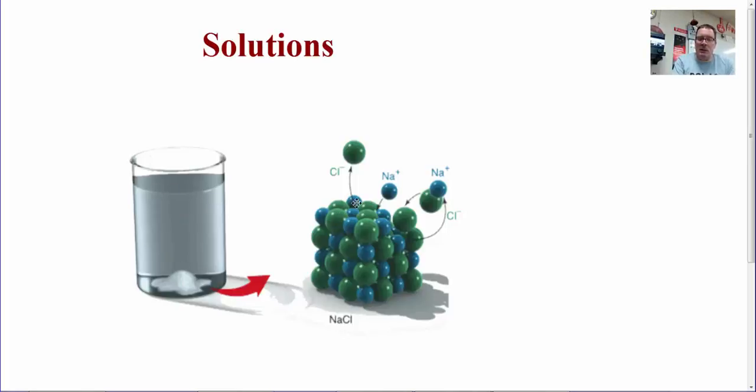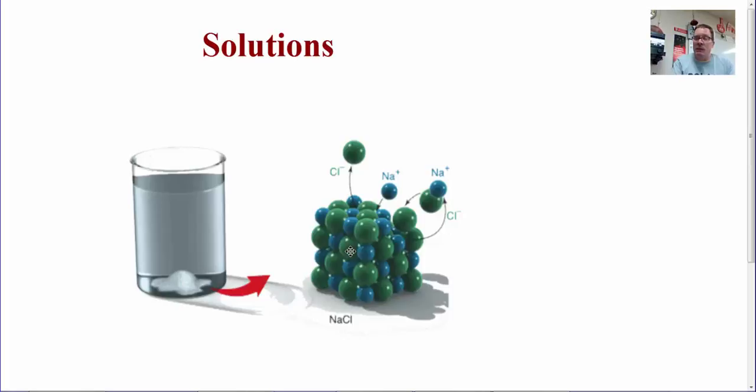Say I take this salt, sodium chloride, and dissolve it in water. I've then made a solution. Why would I do so? Because then it's easier to work with. You can see what happens when something dissolves. Say a solid dissolves, like sodium chloride here. Sugar would do the same thing.